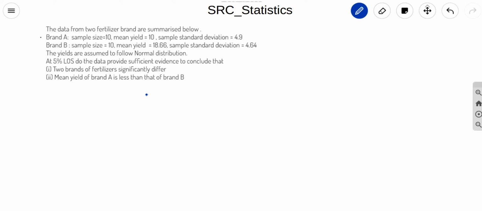Today we are going to do a hypothesis testing problem based on two samples. Okay, so let me read out the question first. The data from two fertilizer brands are summarized below.